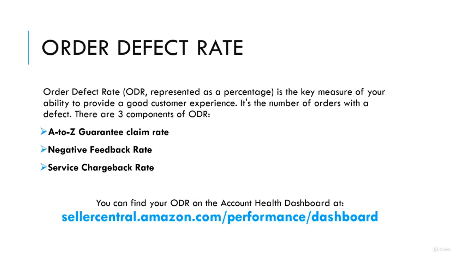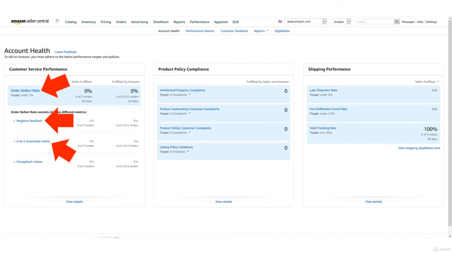Order defect rate is represented as a percentage and is the key measure of your ability to provide a good customer experience. The 3 components that make it up are the A to Z guarantee claim rate, negative feedback rate, and service chargeback rate. You can find your ODR on the account health dashboard at sellercentral.amazon.com/performance/dashboard.